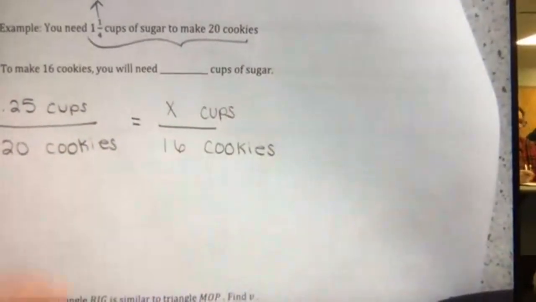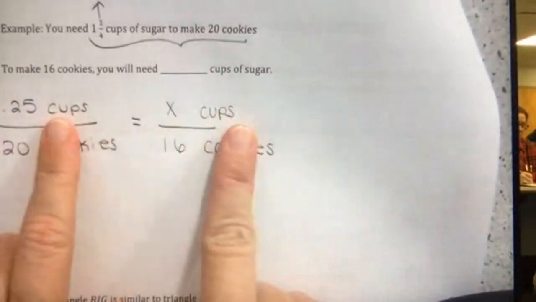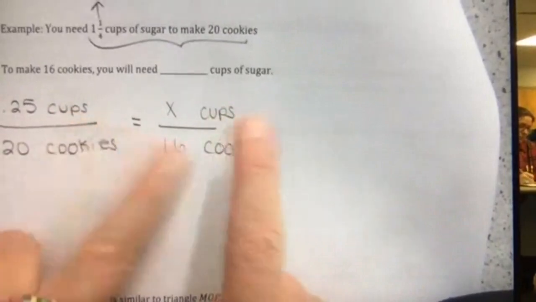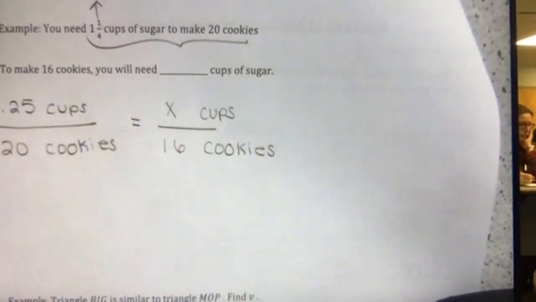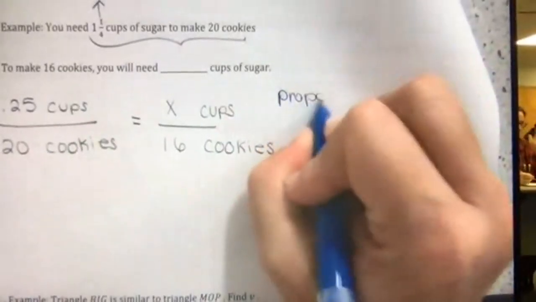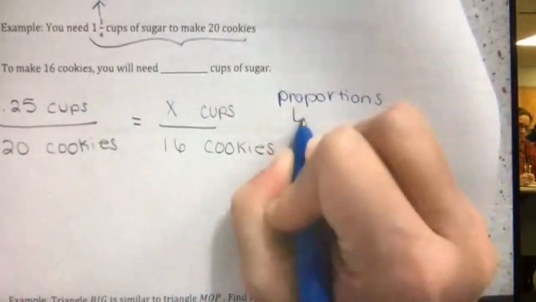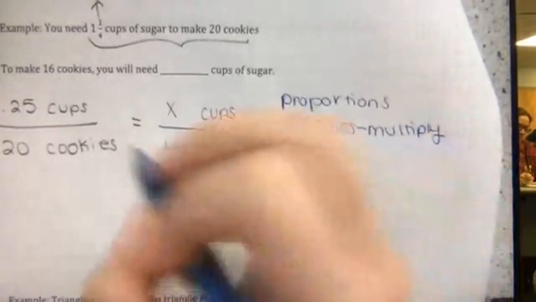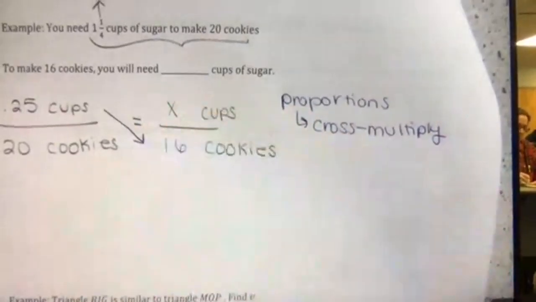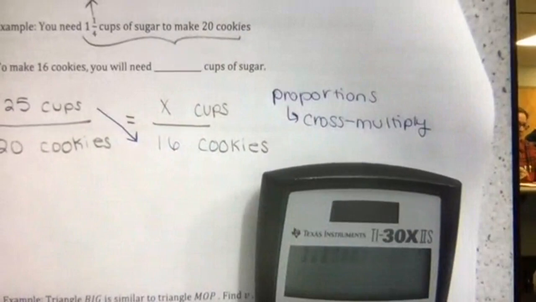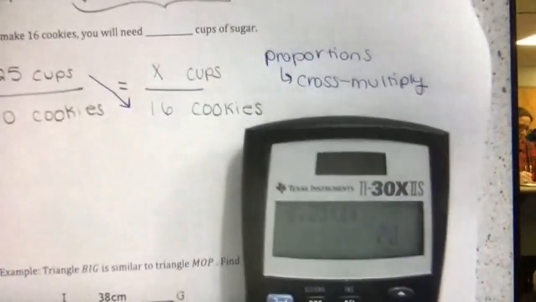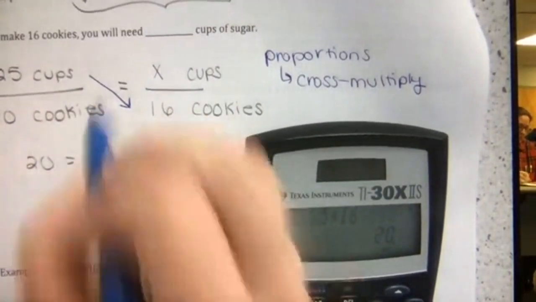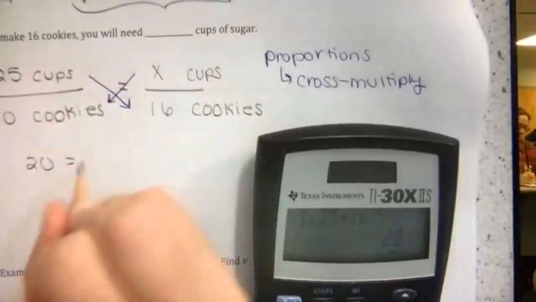Here's the big thing for these. Notice this is equal, so two fractions that equal each other. Cups is on the top for both, cookies is on the bottom for both. It has to be the same because you're making them equal. So now it's a proportion. So what do we do for proportions? Yeah, cross multiply, perfect, thank you. So we're going to cross multiply. 1.25 times 16, which will give us 20, equals x times 20, so 20x.